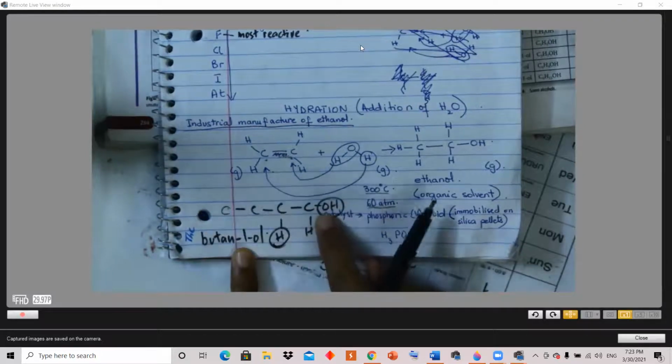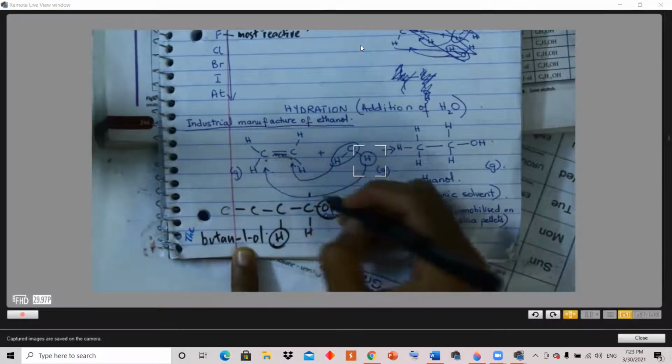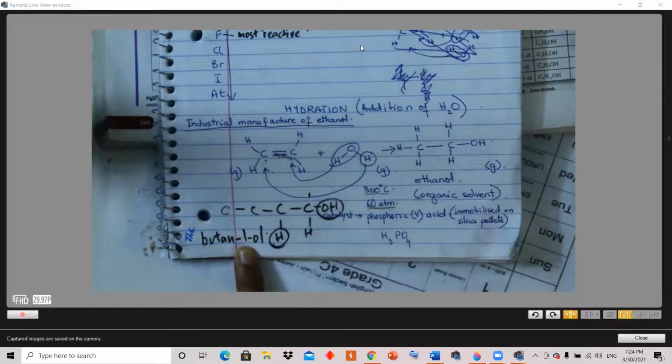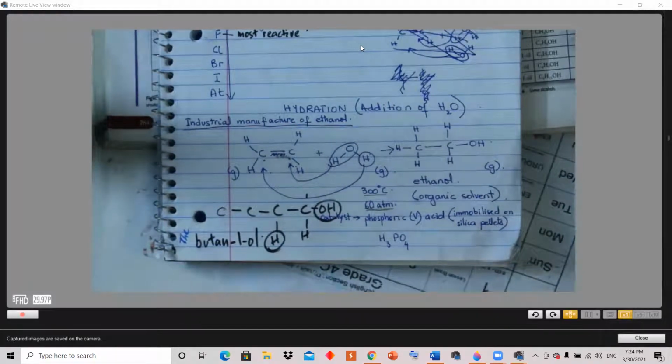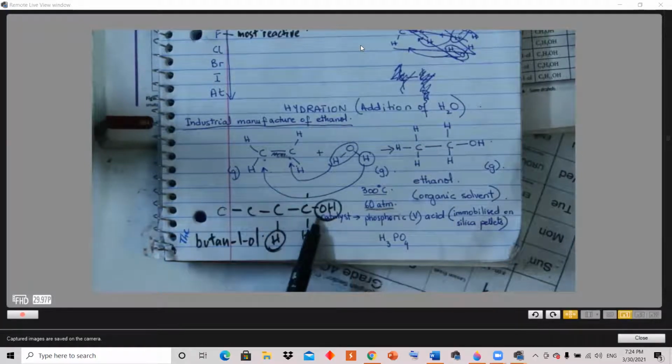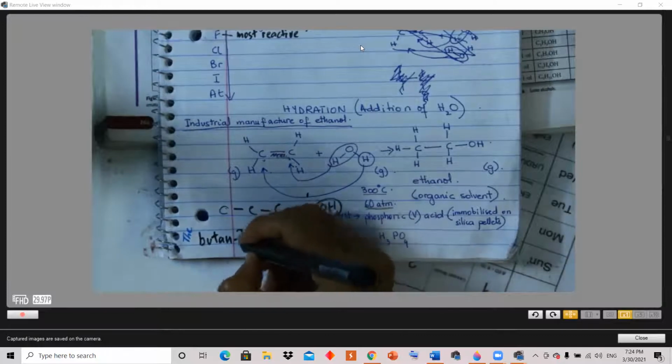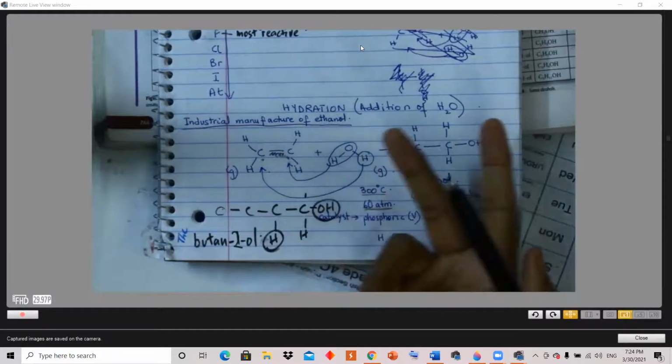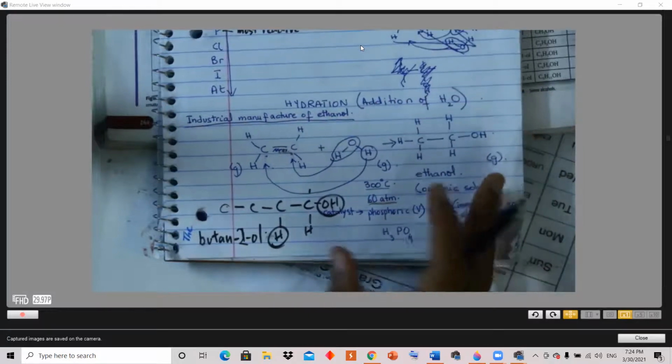And then this is the longest carbon chain. We will count the carbon atoms in such a way that the carbon with the functional group should get the smallest number. So butan-1-ol. We could have counted from here as well, but that would be wrong. So we will count from here because this carbon has the functional group. If the hydroxyl group is on the second carbon, then we will write butan-2-ol. So these are two isomers of butanol.